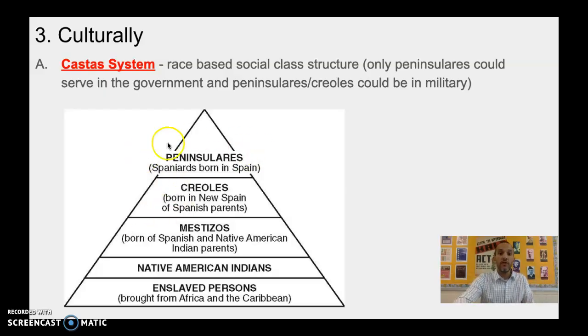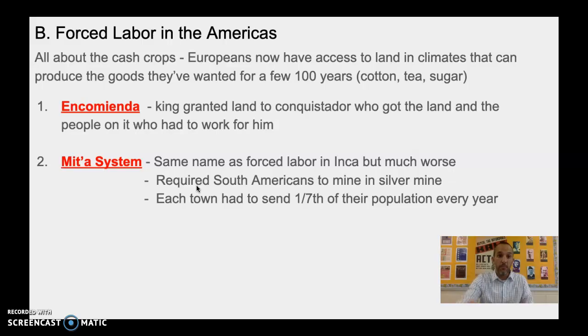The Peninsulares here at the top, who are born in Spain, are the only people who are allowed to work and serve in the government. And then underneath them, the Creoles and the Peninsulares are the only people allowed to be in the military. So this class-based structure, which is based on race, determines what you have access to. And obviously, you can imagine over time, we're going to have segregated or different schools, and who has access to education, which is really going to be only the Peninsulares and Creoles. And it's going to cause some major problems. But we'll talk more about that in class.